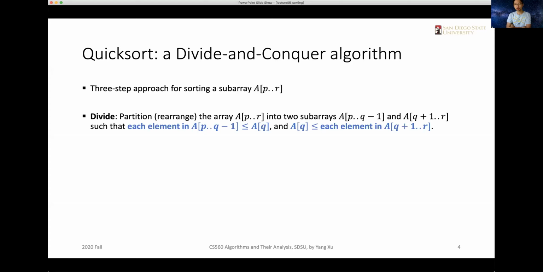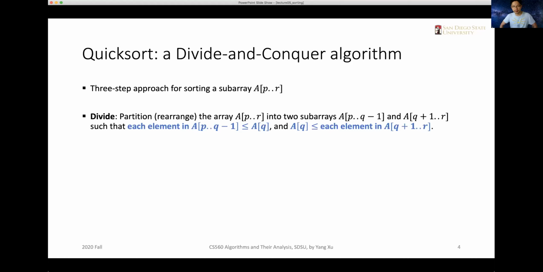Okay, so of course this is gonna cost us some computation time, right? We cannot do this for free. We need to do a bunch of comparisons, right? Basically, we need to go over all the elements so that they are rearranged into the proper half.